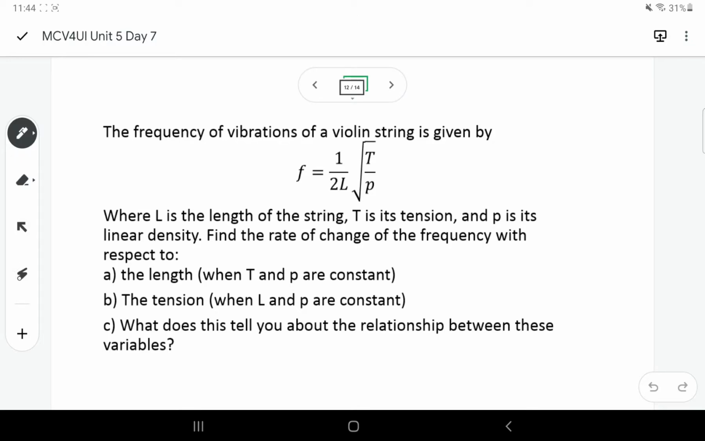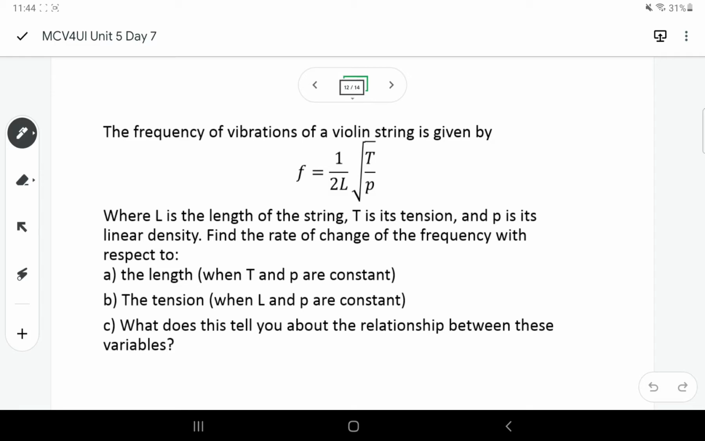Here's the application question based on implicit differentiation. We're given a function in terms of the frequency of vibrations of a violin string. And we have three different variables that can affect that frequency. L is the length of the string, T is the tension, and P is the density.